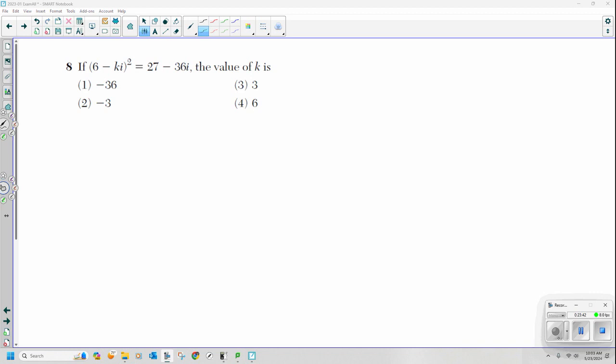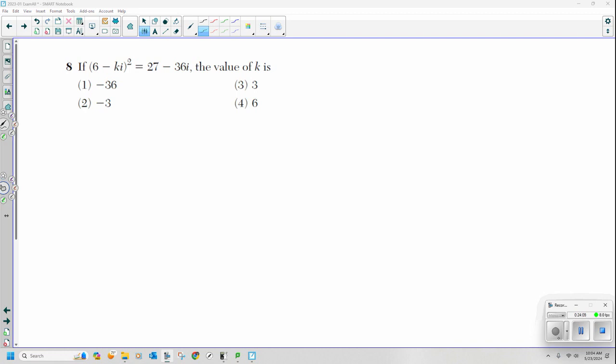Of course, the last problem is going to have an i in it, and then they're going to throw in this k. But you know what? It's really easy. What do I mean? I have two things that are equal to each other. I cannot put this in the calculator. Maybe I could, but I'd have to graph it, and I don't know if we graph imaginary, if that would work. Let's do this algebraically, and let's go from there.